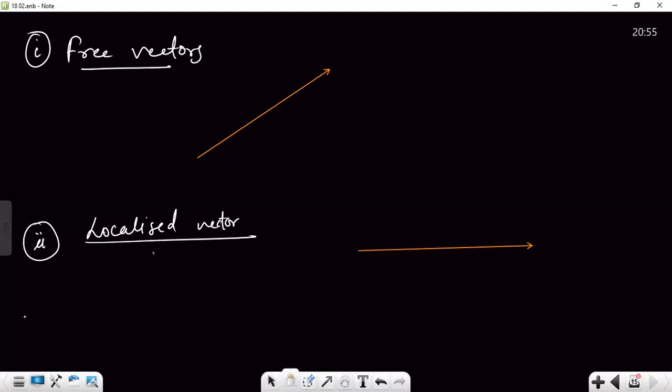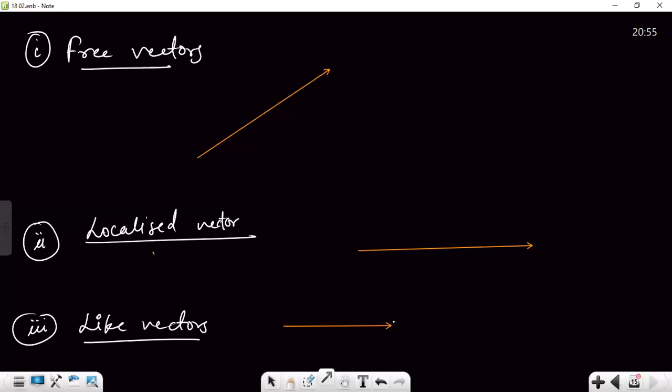Third, like vectors. Two vectors of the same direction are called like vectors, irrespective of their magnitude. Let's say this is the vector A, and this is the vector B. They are going in the same direction, but their magnitude is different. The magnitude of A vector is greater than B, but the directions are equal, so they will be called like vectors.